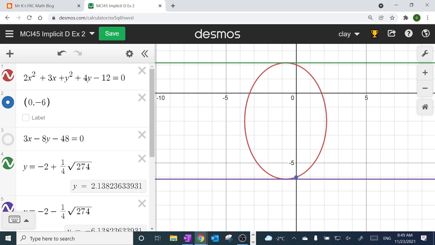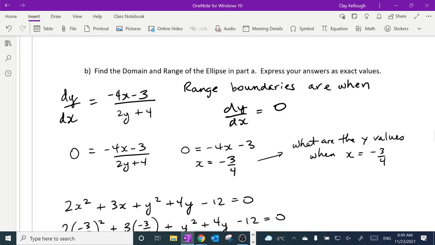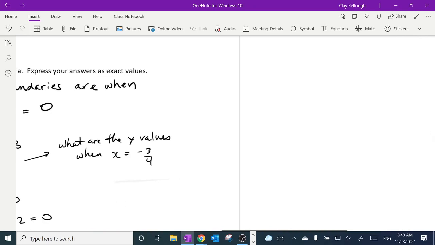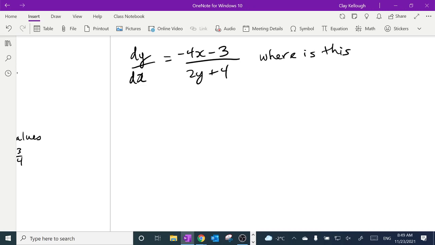What about the domain? So the domain is going to be whatever is between the maximum and minimum from the left and right. What do we know about those guys? That's where the slope's undefined. So we'll just kind of do this the same way. So I know that my slope is dy by dx, and it's negative 4x minus 3 over 2y plus 4. And we want to know, where is this slope undefined?